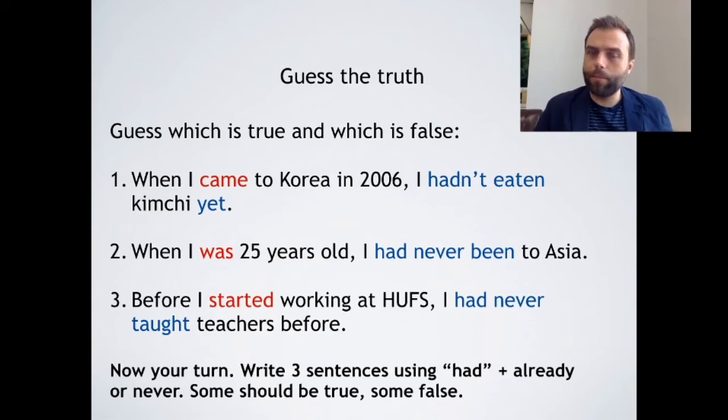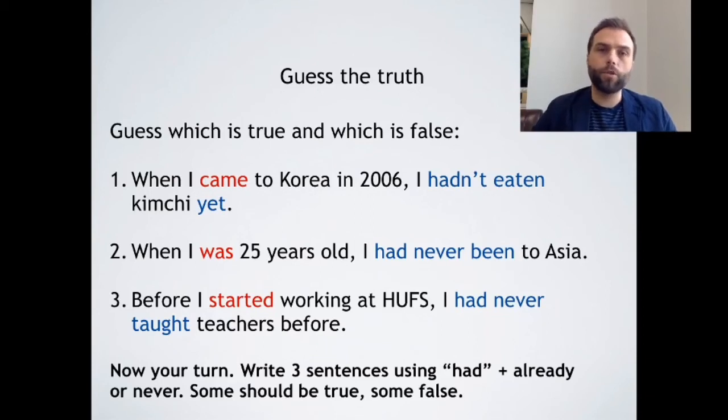I've given some examples. I've modeled the activity, which is really important. Now, your turn. So what I want you to do is write 3 sentences using had plus already or never. Some should be true and some false. Okay, so I'm going to give some preparation time. Write 3 sentences, and some are true, some are false. Okay, so students do this.